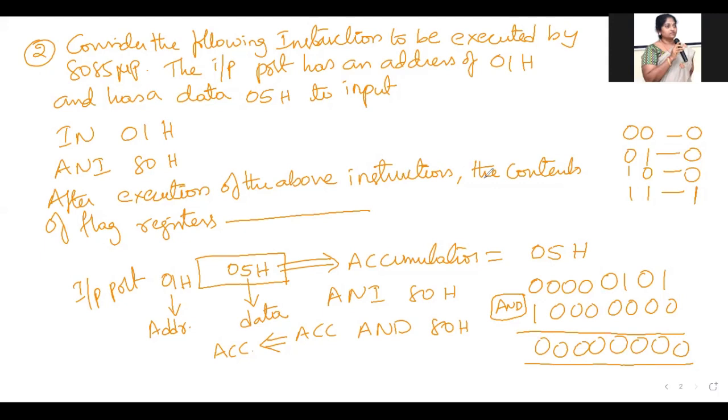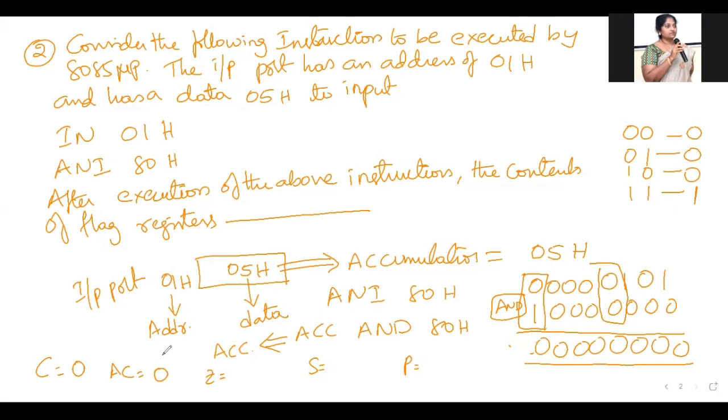Now, what is the question? After execution of the above instructions, what are the contents of the flag register? The flags are carry flag, auxiliary carry flag, zero flag, sign flag, and parity flag. In this result, the carry is not generated, so the carry flag is equal to 0. Carry generated means that if a carry is generated at the MSB bit position, then the carry flag will be set, otherwise it is 0. Auxiliary carry means if a carry is generated at the auxiliary position, then it will be set. But here no carry is generated, so the auxiliary carry is also 0.